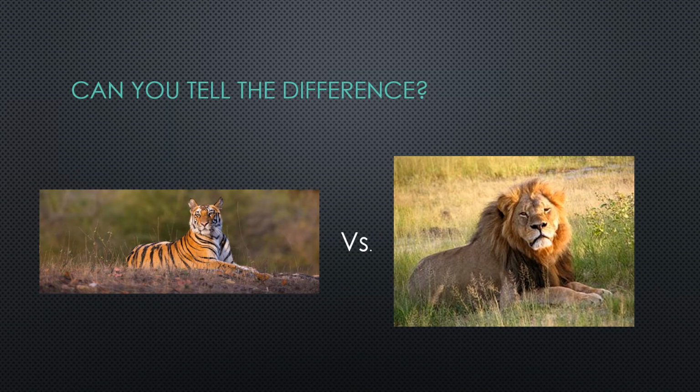I'd like to start with an eye test first. Can you tell the difference between these two animals? How? How can you tell the difference? What are you using as clues? Can you name these animals? Of course you can. There's a lion and there's a tiger.